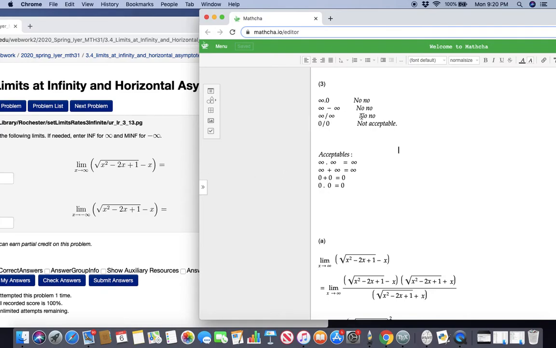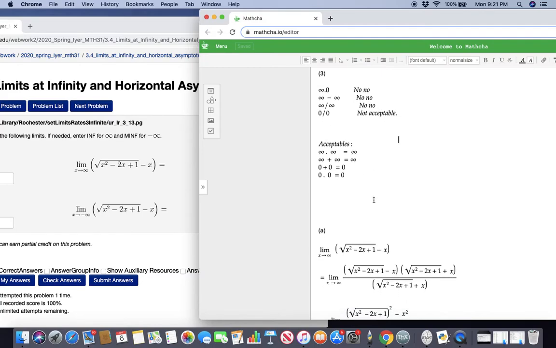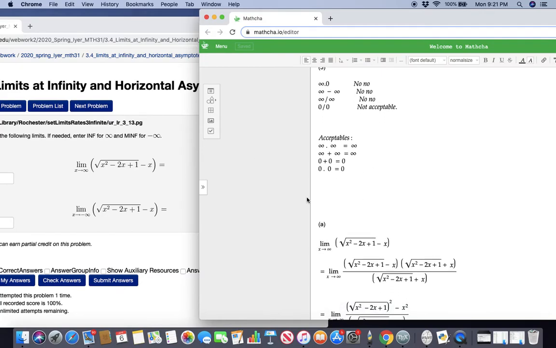Infinity over infinity, again, not acceptable. Some manipulations needed. 0 over 0, not acceptable. What is acceptable? Infinity times infinity is an infinity. Infinity plus infinity is another infinity. That's okay, just as 0 plus 0 and 0 times 0. These are things you know. All right, coming back to our problem. It looks like if I plug in x equals infinity, I get infinity minus infinity, which is not acceptable. I need to do some manipulations.